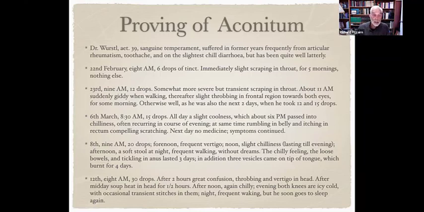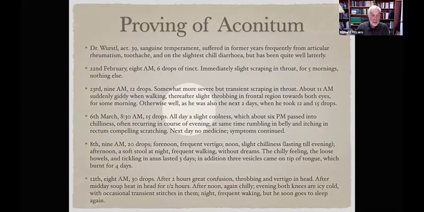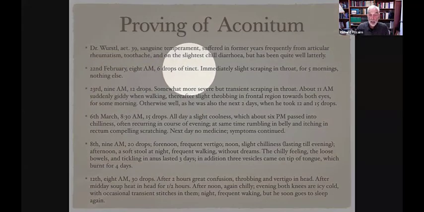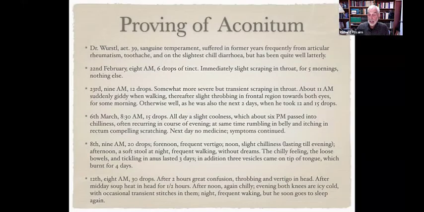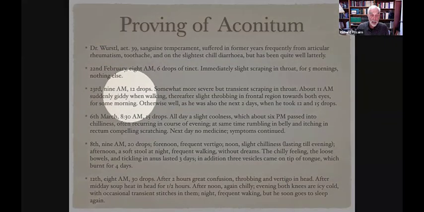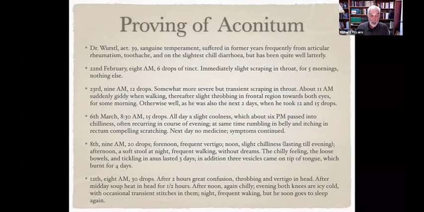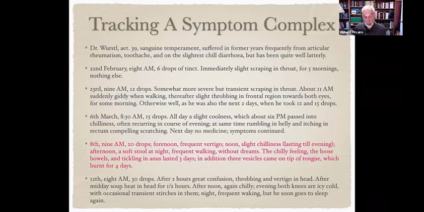It's a proving by a Dr. Wurstel, who's 39 years old. It talks a little bit about his condition. He starts out with the first day here, the 22nd of February. He takes 6 drops, and he has some slight symptoms. The next day, he takes 12 drops, and he has more symptoms. And so on. Each day, as he does it, the symptoms increase. Okay? So I just arbitrarily picked this paragraph down here for the fourth day of him taking it.